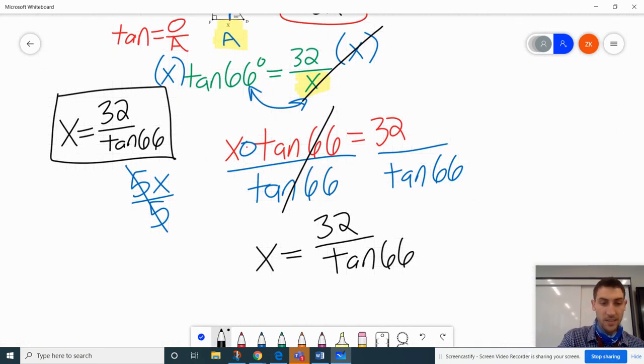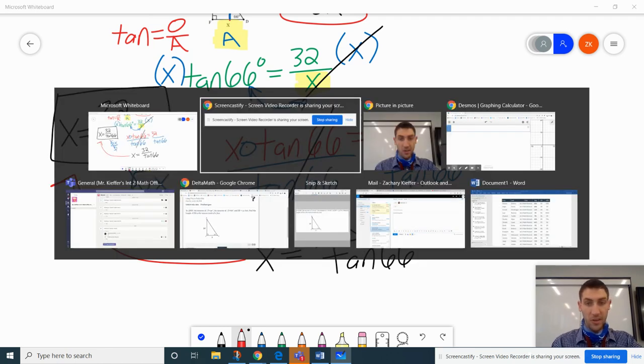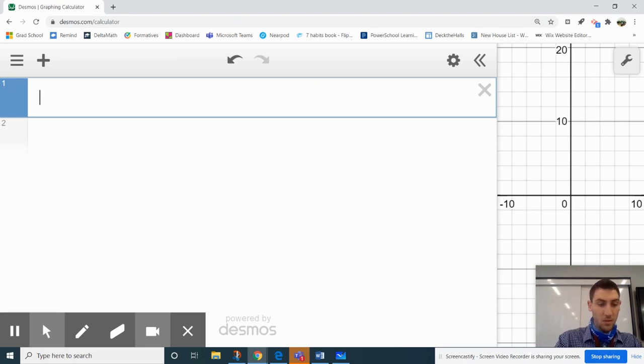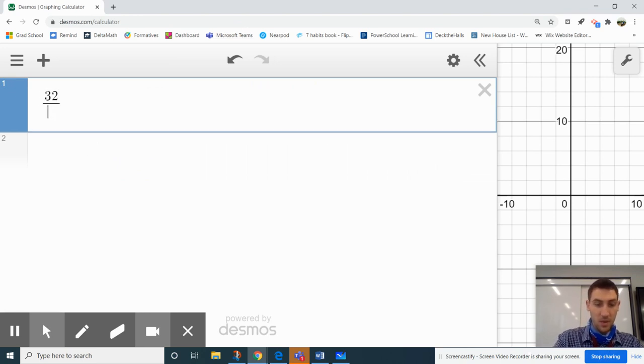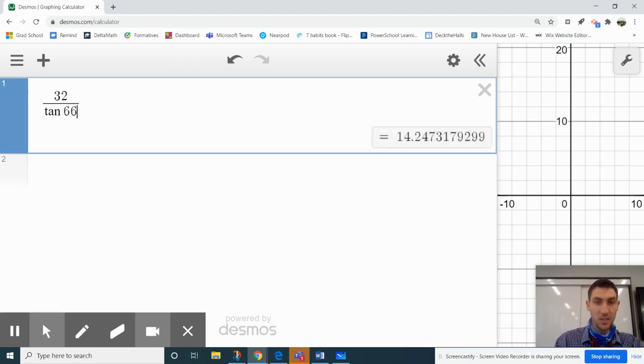As you can see, that is exactly what we had by doing the little trick. So both are great methods. If you want to go to your calculator, type in 32 divided by tangent of 66 degrees, and you would get 14.24. You can just round that to 14.2.